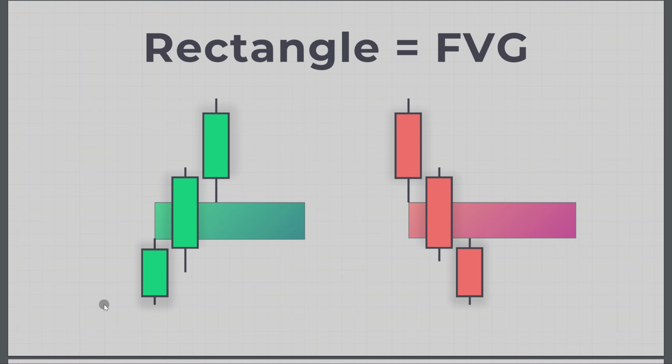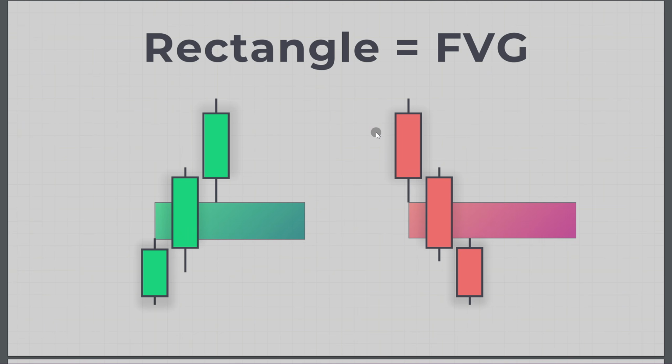Now, fair value gap is that 3 candle pattern. We always look at this gap between the first candle and the third candle. To be precise, the high of the first candle does not overlap with the low of the third candle, and that's going to equal a bullish fair value gap.